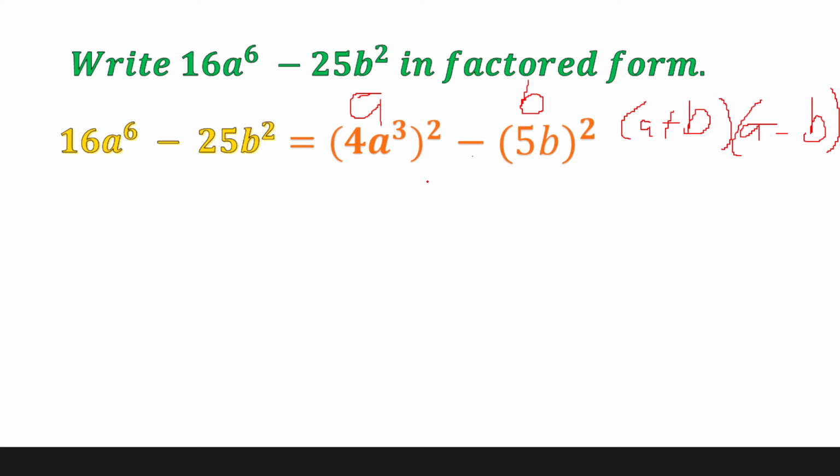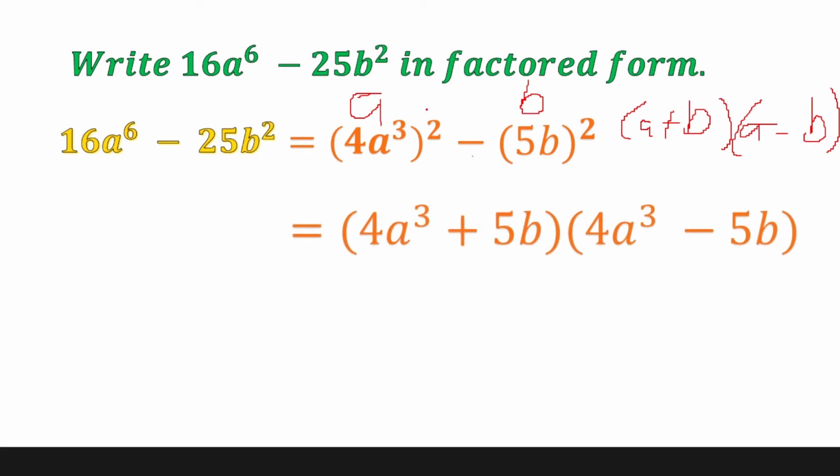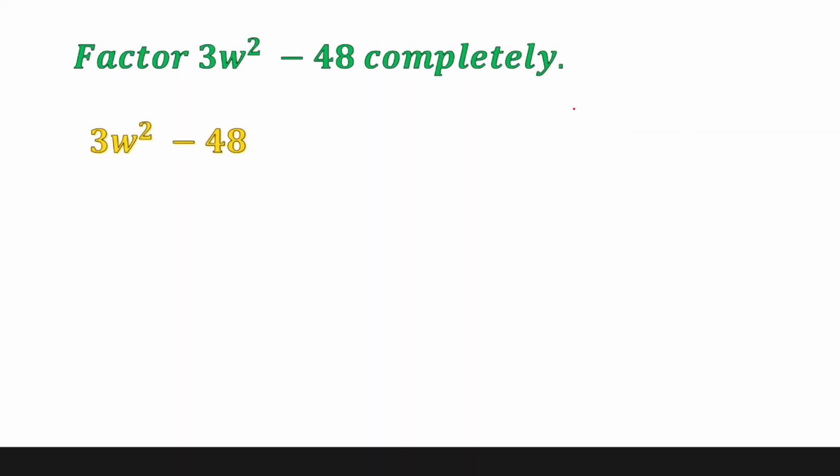So, to get the difference of 2 squares, diba, kakapin lang natin A plus B. So, A natin 4a cubed plus 5b. As simple as that. A minus B, 4a cubed minus 5b. As simple as that. Yun na yun. Ganun lang po siya kadali. Just to remember this one, yung formula.